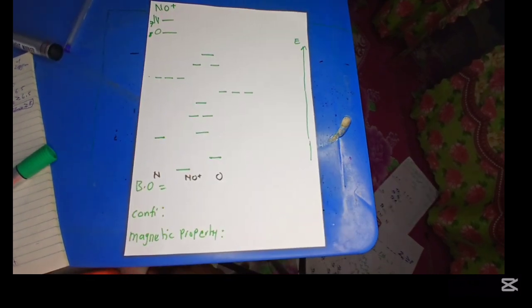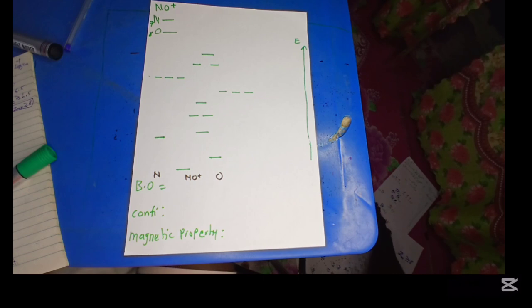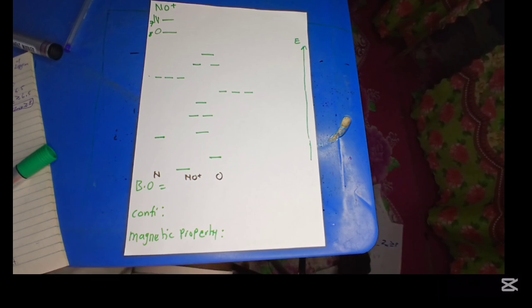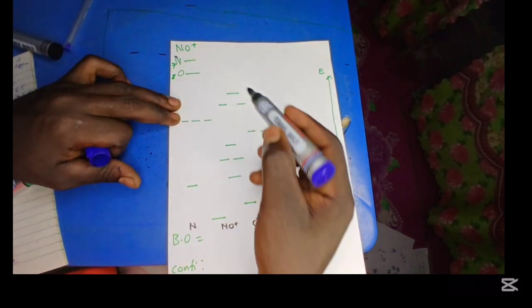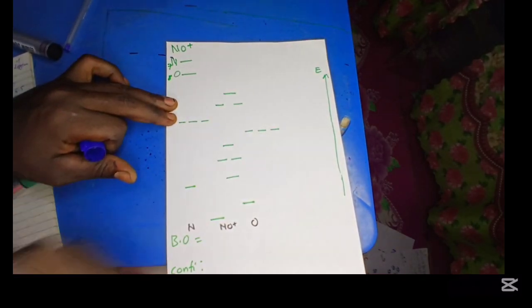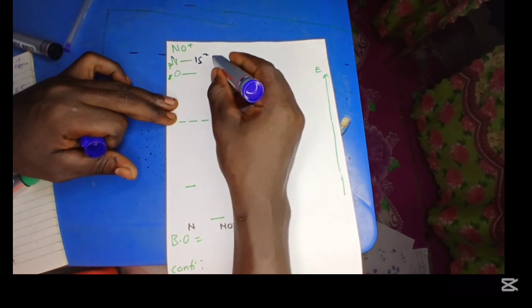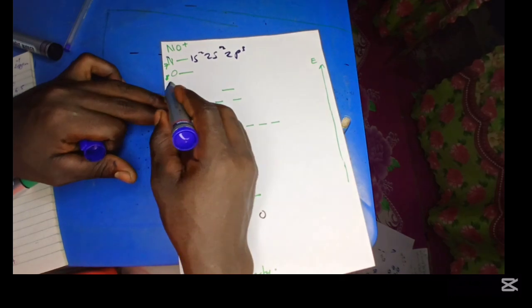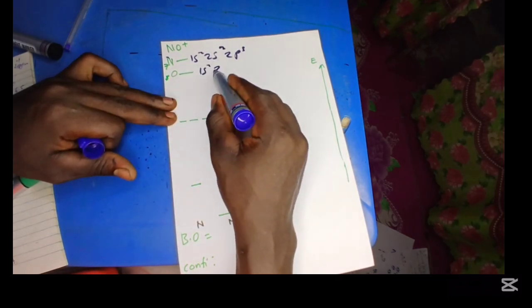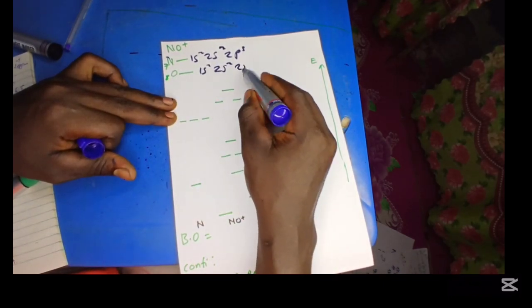So are you going to try this? Now we have NO plus. The other one was CN minus, an anionic molecule. This one is a cationic molecule, and I know definitely we are going to lose an electron. So let's write the normal electron configuration for each atom here. For nitrogen, we have 1s2, 2s2, 2p3, which is 7 electrons. For oxygen, we have 1s2, 2s2, and 2p4.